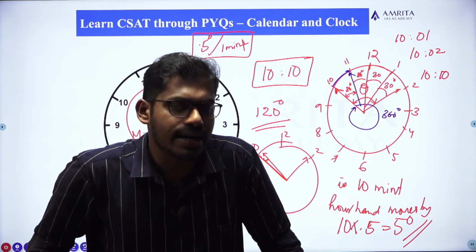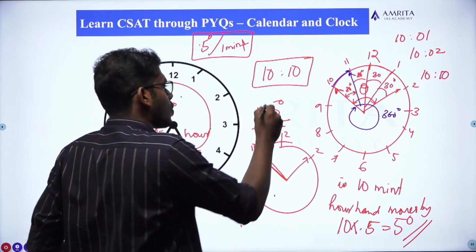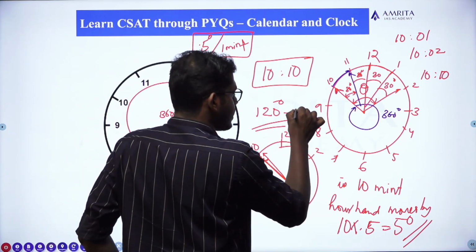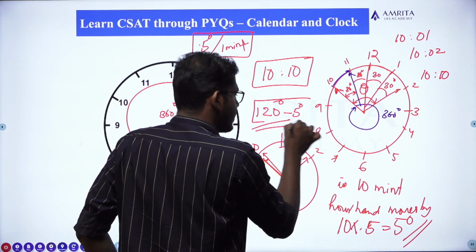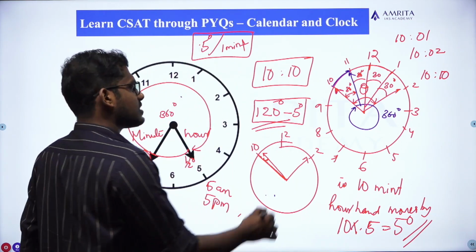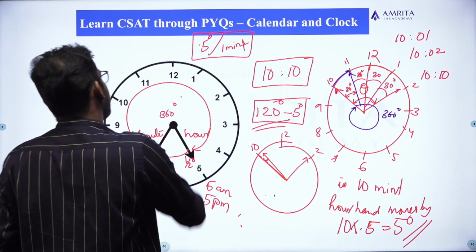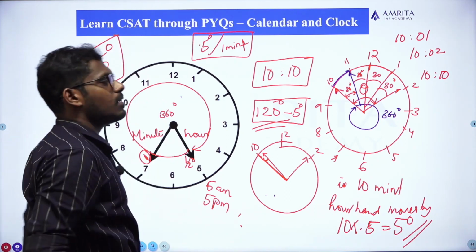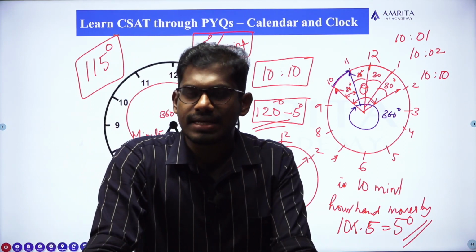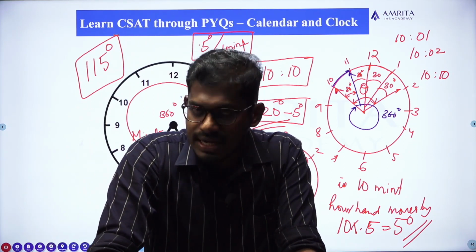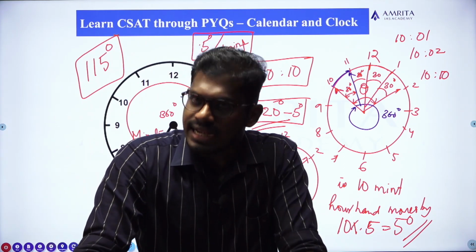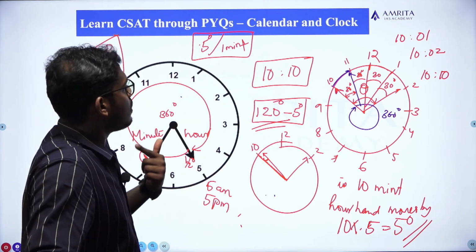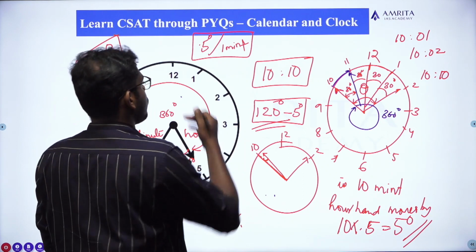I hope you got the idea. So the total angle was 120 degree. From the 120 degree we have to subtract 5 degree. So the answer will be 120 minus 5 degree, that is 115 degree. So the angle made by the hour hand and minute hand will be 115 degree at the time 10:10. Clear? So you will get the idea when I solve one more question.